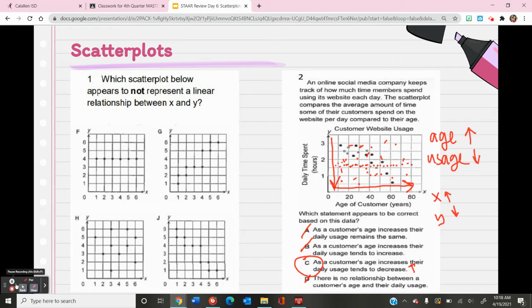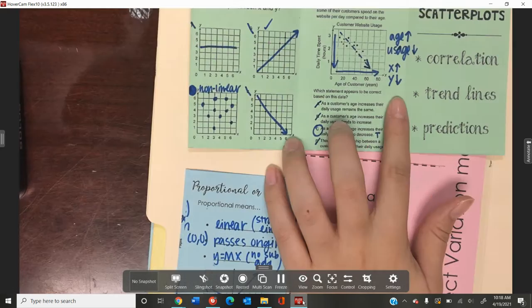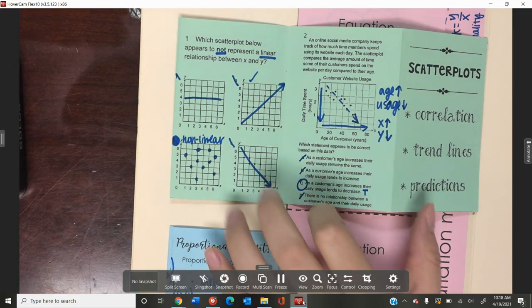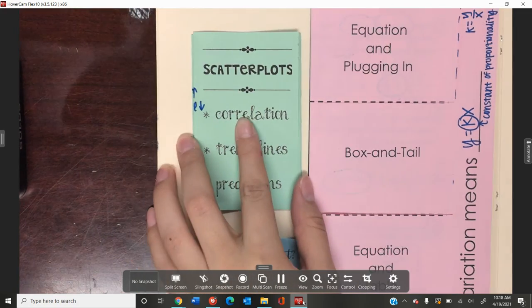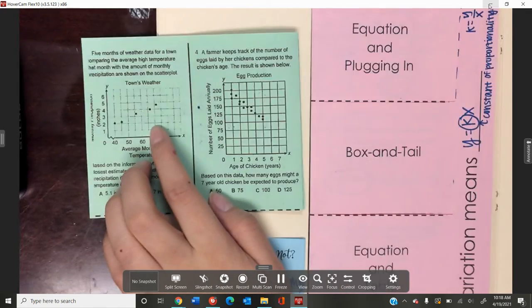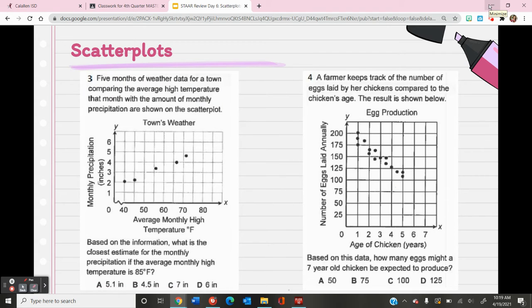So looking at our foldable now, this is everything you should have written down for number 2. Now we're going to close this foldable, and we're going to open it the other way. We're going to start off with number 3. Number 3 says 5 months of weather data for a town comparing the average high temperature that month with the amount of monthly precipitation are shown on the scatter plot. Based on the information, what is the closest estimate for the monthly precipitation if the average monthly high temperature is 85 degrees Fahrenheit? So here, I'm going to go ahead and draw my trend line.